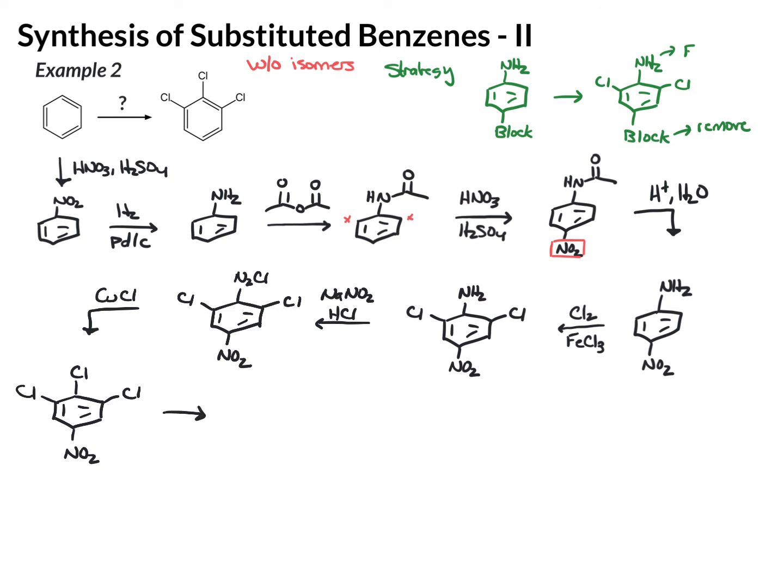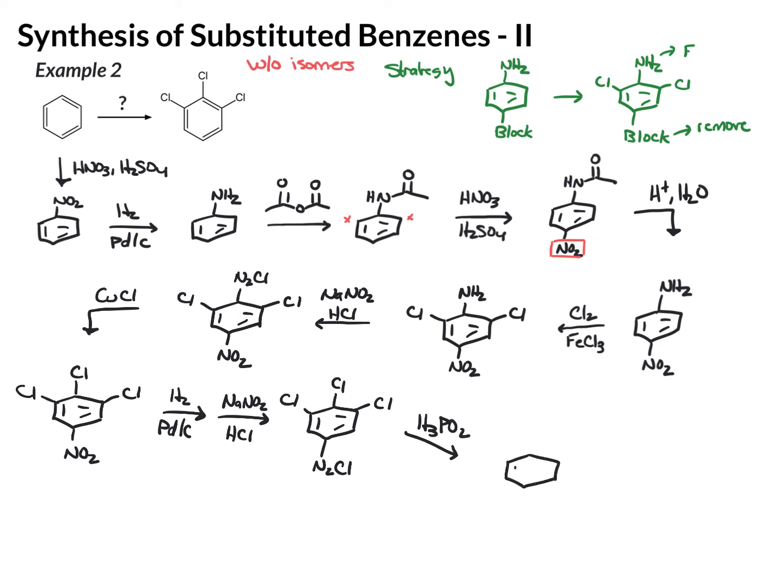Let's first convert it to the amine. Then we'll convert it to the diazonium ion. We'll go ahead and draw that out. And then finally, we can remove that completely. H3PO2. And we get our final product.